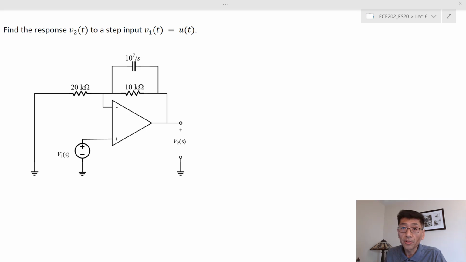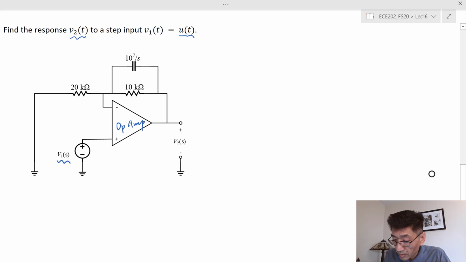Let's look at the example of the step response. We have the circuit here. We have the input V1 connected to the non-inverting terminal of the op-amp, the operational amplifier. We have two resistances and also a capacitance in the circuit, and we are trying to find the output voltage, the response to an input of the step signal.